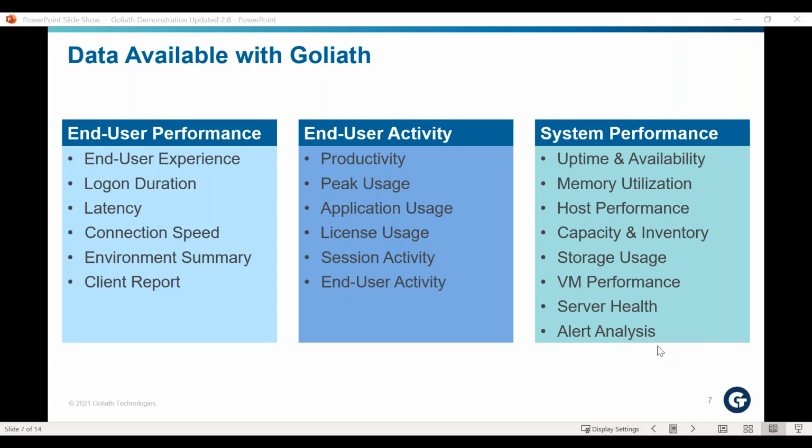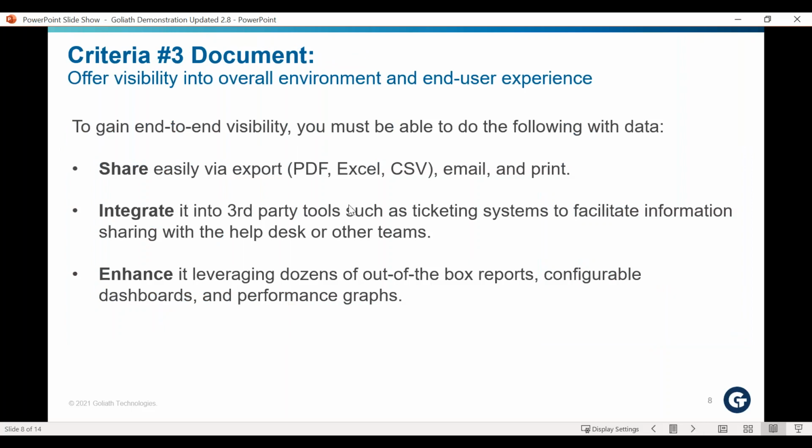And on the far right, system performance. So how are the VMs performing? How's the server health overall for the environment? How's the host performing? And with all of these different data points, you're able to easily share this information, whether it's via PDF, Excel, CSV. You can integrate into third-party tools such as ticketing systems like ServiceNow or event management platforms like Splunk. Then you have the ability to enhance all this data by leveraging dozens of out-of-the-box reports, configurable dashboards, and performance graphs.